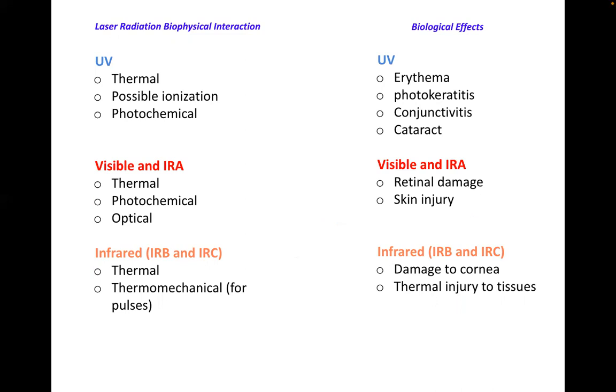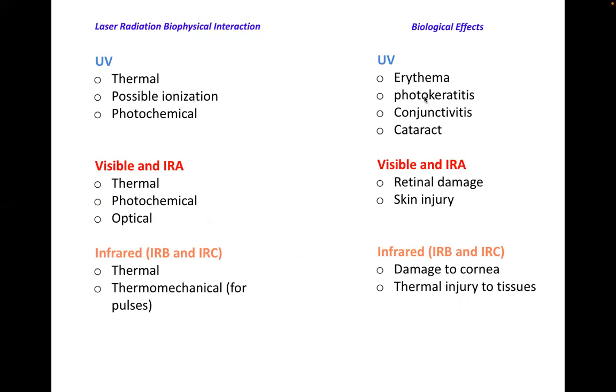Okay? And here, we know that ionizing radiation, such as part of UV and X-rays, can cause cancer. Right? So that is possible when a UV laser is used. So, possible ionization and photochemical effects. In some way, if you're using UV, for example, the skin might be damaged, the chemistry might be damaged, so the color might change. And what are the biological effects? Erythema is the reddening of the skin.